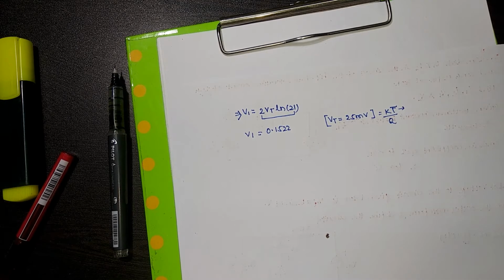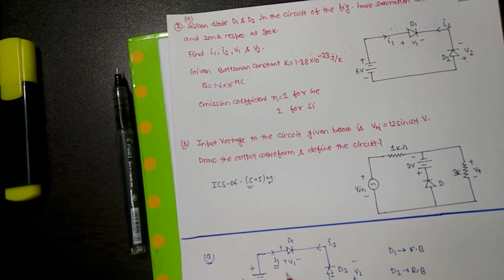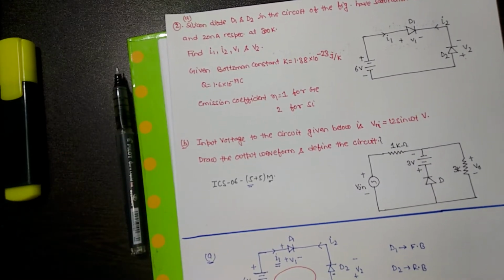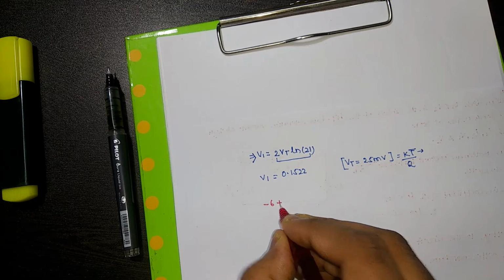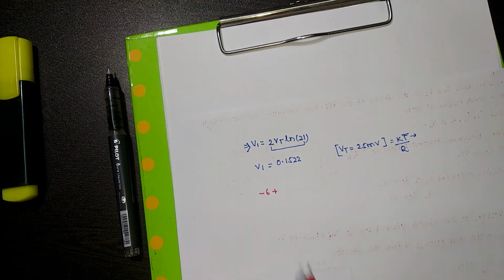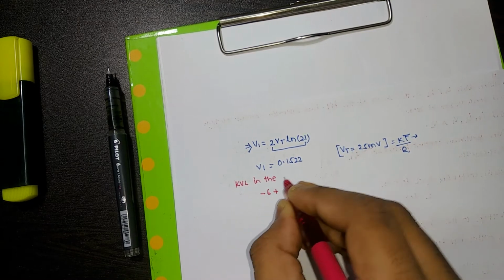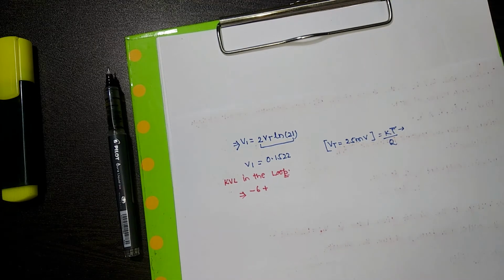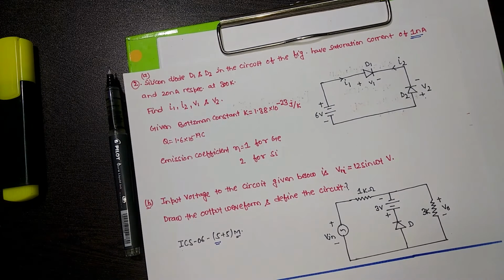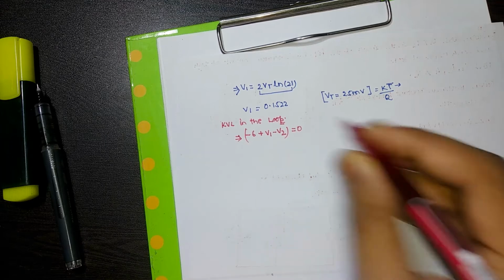So from the diagram, applying KVL in the loop. If you are writing a conventional paper, you will have to mention not just KVL but Kirchhoff's voltage law in the loop. What you will get is minus 6 plus V1 minus V2 plus V1 minus V2 equals 0.